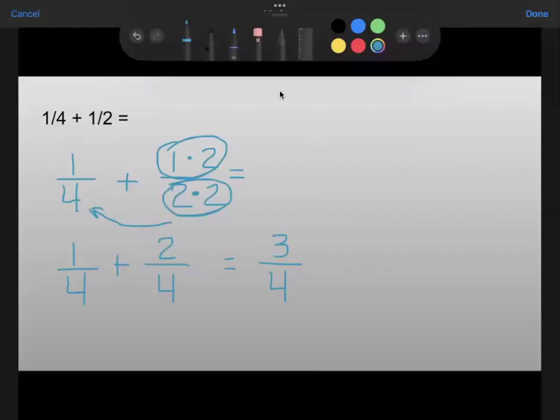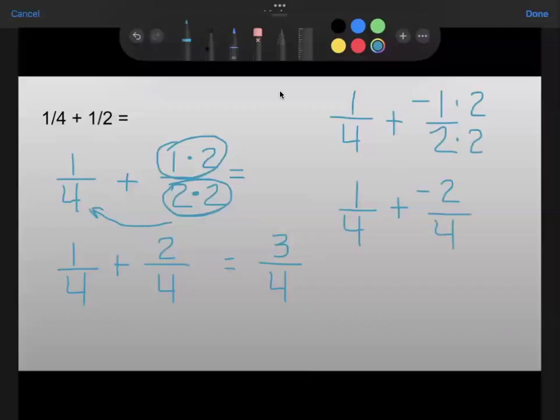Now, what if this problem was 1/4 plus negative 1/2? So let's find out. 1/4 plus a negative 1/2. So that might change some things. What it doesn't change is how you have to change them both to have the same denominator. So I'd still multiply this times 2 and this times 2 so that they would both have a denominator of 4. That would make it 1/4 plus a negative 2/4.